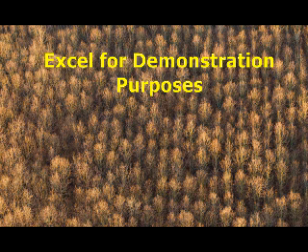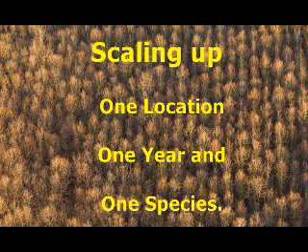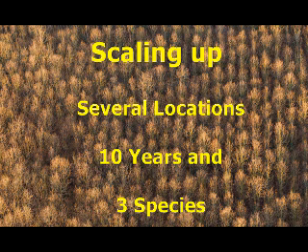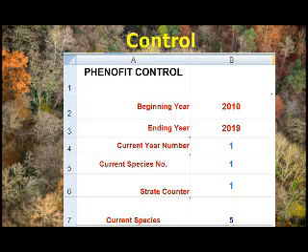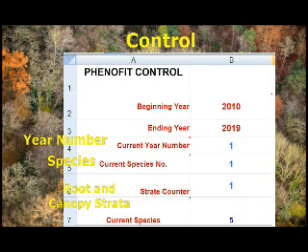Excel is being used to demonstrate this application. It's easy to show how Excel can be used for one location, 1 year, and 1 species. I can also show how we can scale up the Excel demonstration to several locations, several years, and several species. The control sheet coordinates the interaction between the species, the daily weather, and the worksheet. So here we have the year number, the species number, and the canopy number. These are counters that will be augmented by a macro command.